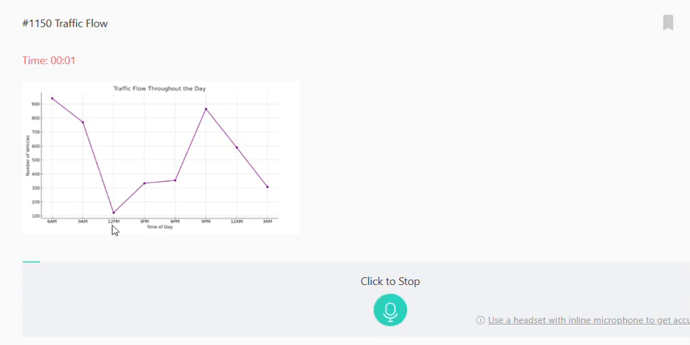The line chart in front of me represents traffic flow throughout the day from 6 a.m. in the morning to 3 a.m. in the night. From the image I can see that the highest traffic is during the time 6 a.m. as well as 9 p.m. which is 900 number of vehicles and 850 number of vehicles respectively. The lowest traffic rate is at 12 p.m. which is nearly 100 number of vehicles. Overall the image gives us a lot of information.